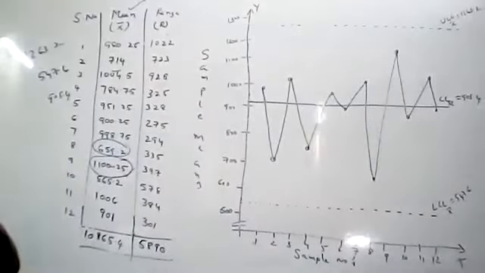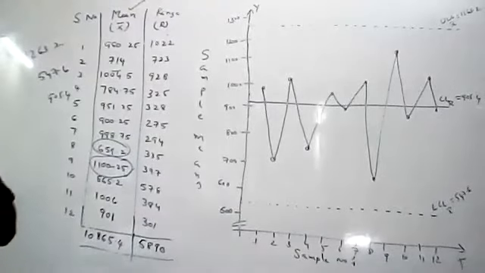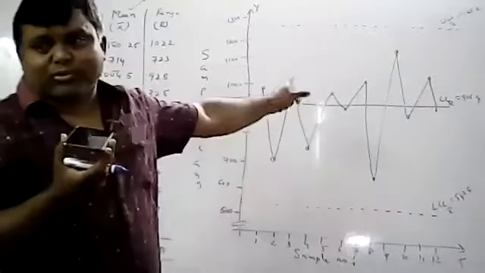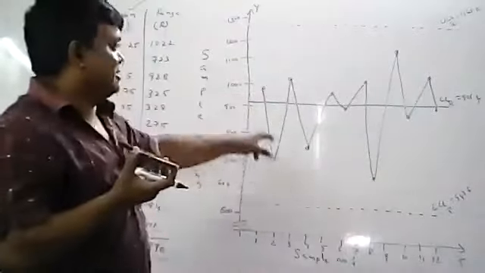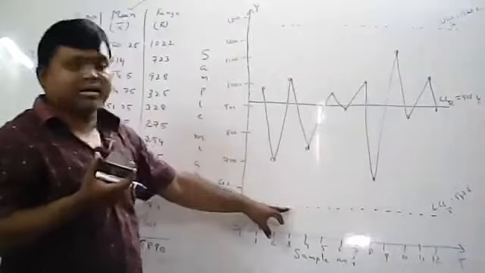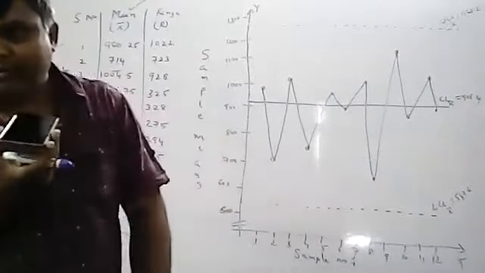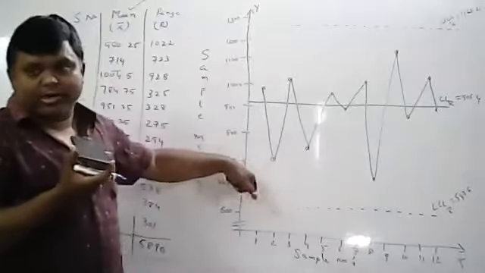Okay, so you are getting a diagram like this. This is the construction of the mean chart. Why are we constructing the mean chart? To give the interpretation. What is the interpretation? Are all the points within the control limits or not? Within the control limits means the process is in control. The process is in control. I hope all of you understood.